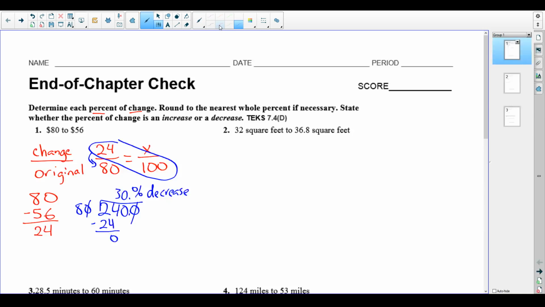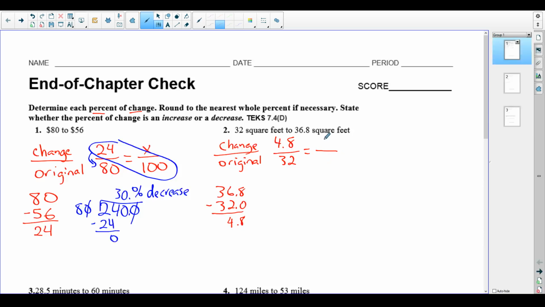Okay, so let's do it again. We have change over original. We find the difference between the two, so we have 36.8 minus 32. Line up our decimals. Then we subtract. This is 8, and then 6 minus 2 is 4. 3 minus 3 is nothing. So our change is 4.8. Our original amount is 32.